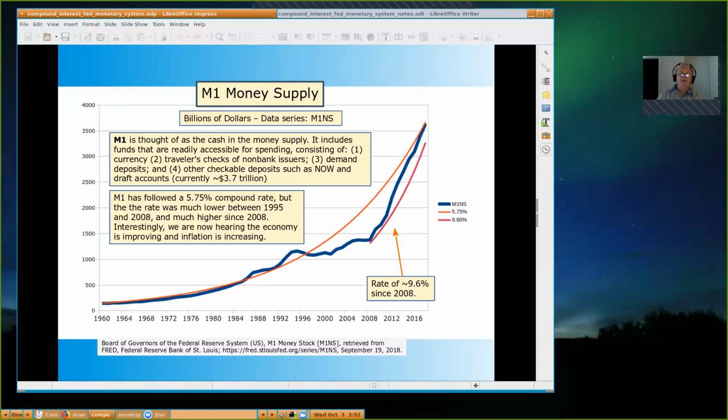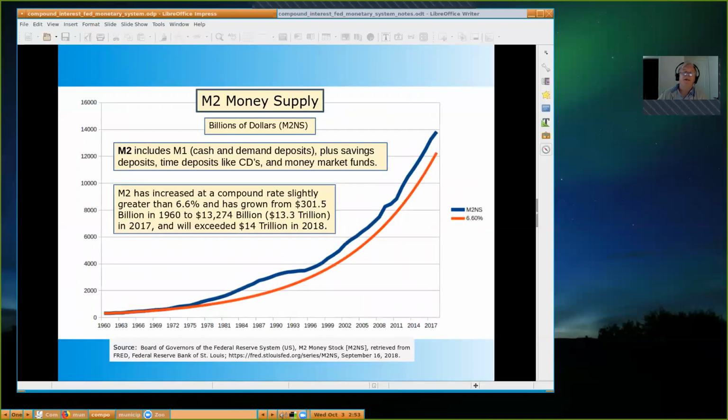Okay, the compounding rate that it's followed since 1960 has been around 5.75%. And you see the orange curve, which is the compound interest curve, and then the dark blue line is the amount of the M1 money supply. Now, since 2008, it has risen at about what looks like 9.6%, rough estimate, but it is much steeper increase than it was from 1993 or so up to 2008. That was pretty flat, and then it really picked up quite a bit since 2008. And the economy seems to be doing better, and I'm pretty sure there's a connection there.